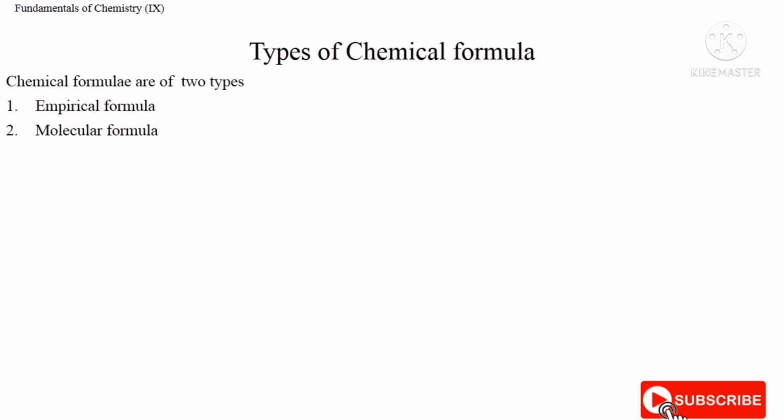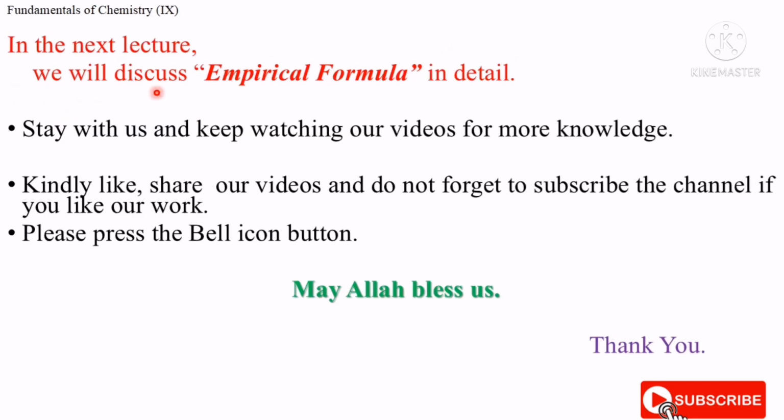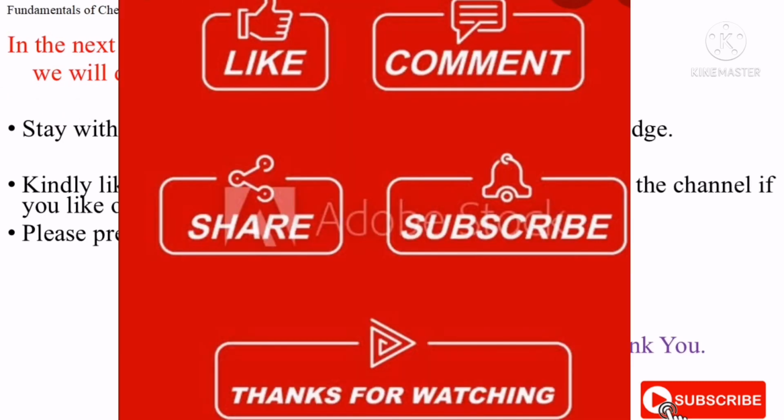Now, types of chemical formula. There are 2 types of chemical formulas. One is empirical formula and the other is molecular formula, and we'll read empirical formula and molecular formula in the next lecture. So stay with us and keep watching our videos for more knowledge.